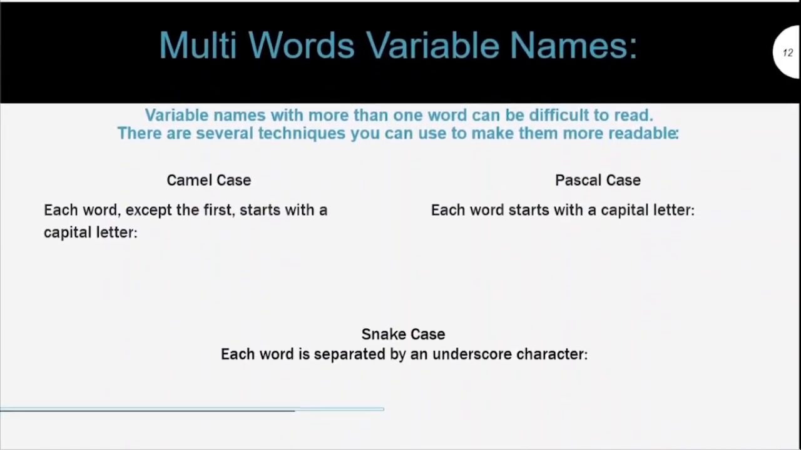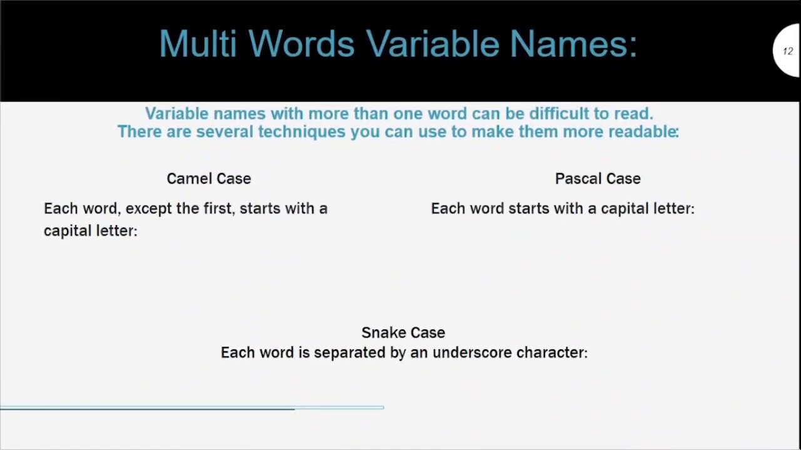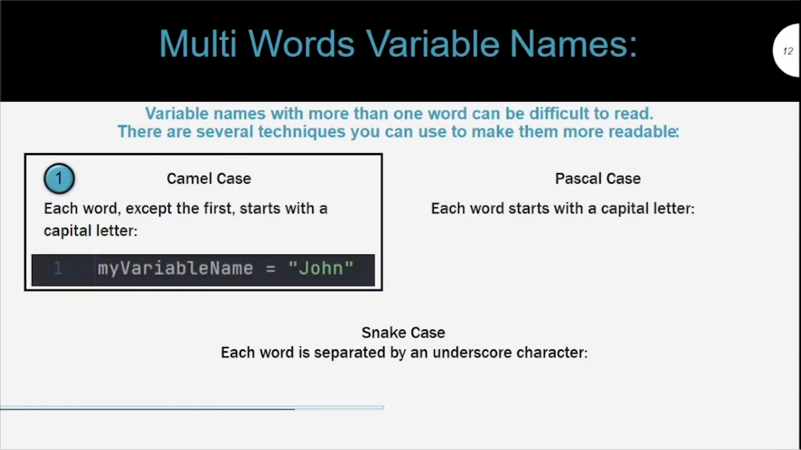So let's talk about multiple word variable names. As I said, you cannot put a space between them. Variable names with more than one word can be difficult to read. There are several techniques that you can use to make them more readable. The first one is camel case. Each word except the first one starts with a capital letter, as you can see in the example.